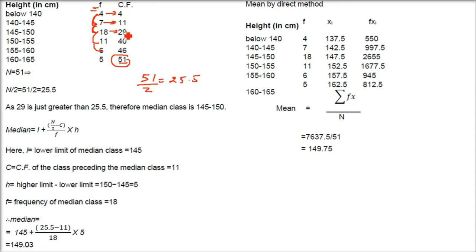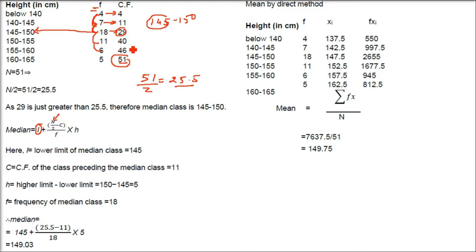So which number is higher than this 25.5? In cumulative frequency, which is higher than 25.5? This is 29. So this is your median class. So the median class is 145 to 150. How to find the median? L plus n by 2 minus c by f into h. L is what? The lower limit. 145 is the lower limit. N by 2 we have already found, 25.5.